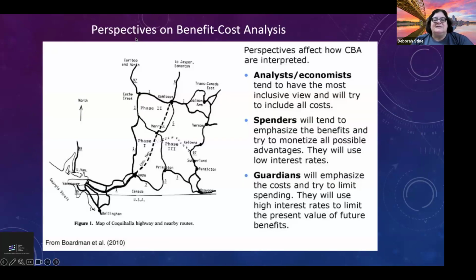The other thing is that people have different perspectives on benefit cost analysis and what should be included and not included. Analysts and economists tend to want to include all the cost. There are people who the authors here call the spenders. They tend to emphasize the benefits and try to monetize all those advantages, and use lower interest rates. And then the guardians emphasize the cost and try to limit spending.